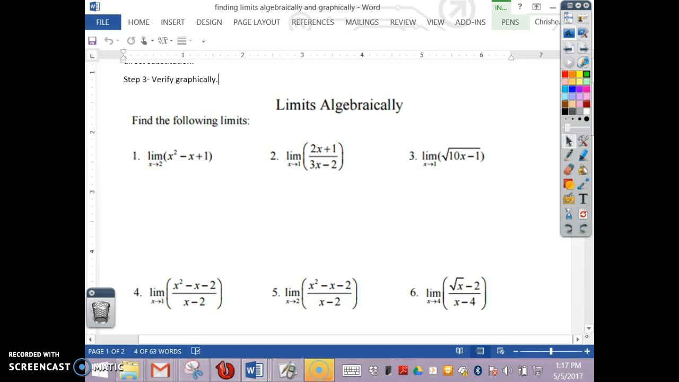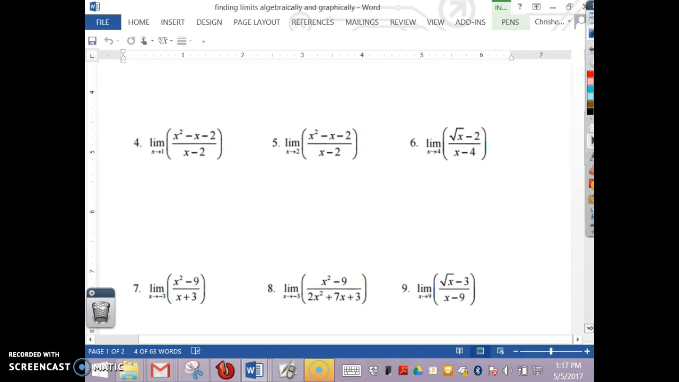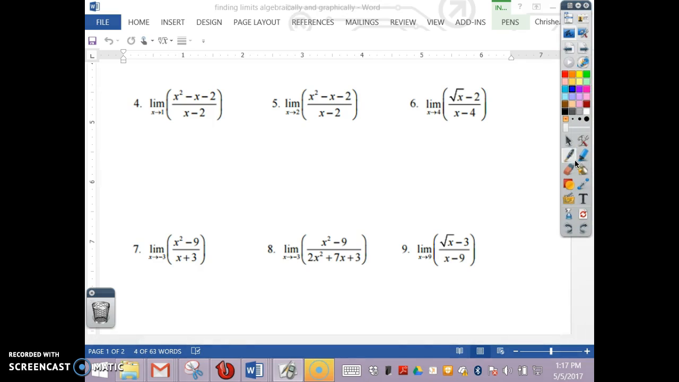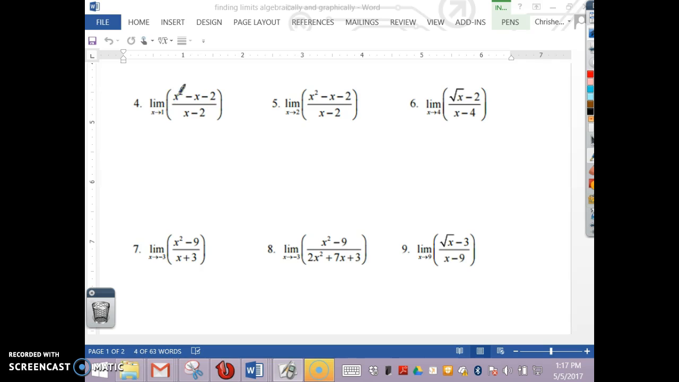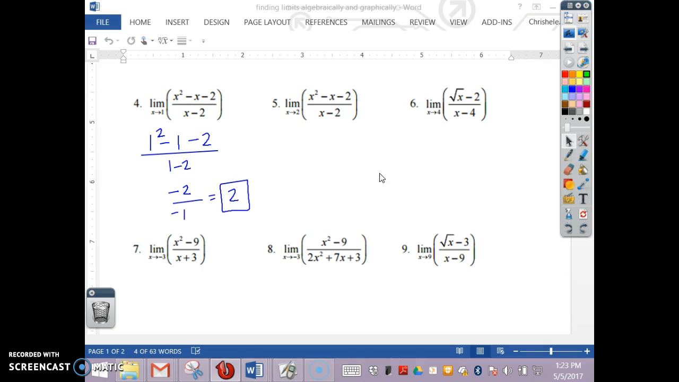All right, let's see what's in store for us now. Let's make it a little more tough. So now we want the limit as x approaches 1, and we're going to plug in a 1 everywhere we see an x. 1 squared minus 1 minus 2 over 1 minus 2. Okay? 1 squared is 1, and 1 minus 1 is 0. 0 minus 2 is negative 2. 1 minus 2 is negative 1, so that means my limit is 2.